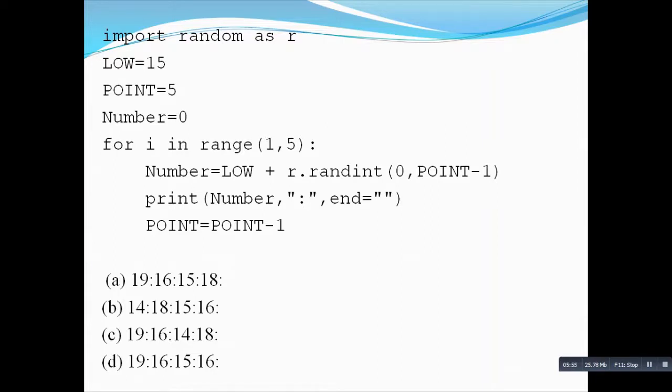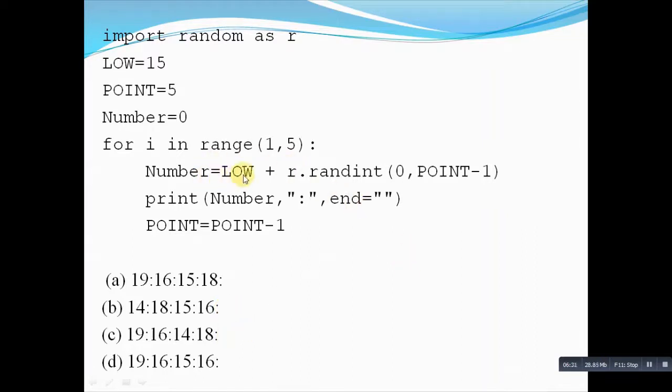So if you see the first option, 19 is given here, so okay, 19 is there. But if you see the second option, then 14 is written here. 14 is impossible in this case. Why is it impossible? Because the value of low is 15. So even if randint generates 0, the minimum value that will be stored in number will be equal to 15. And from that point of view, you can cancel out this particular option directly. It means option B is not correct at all.